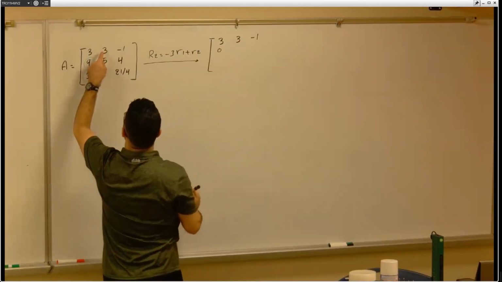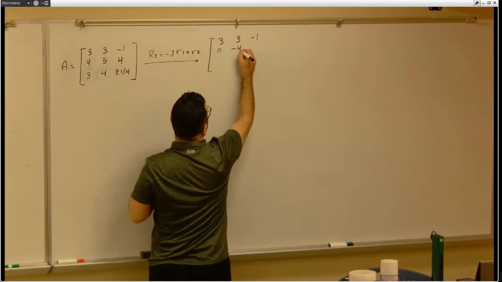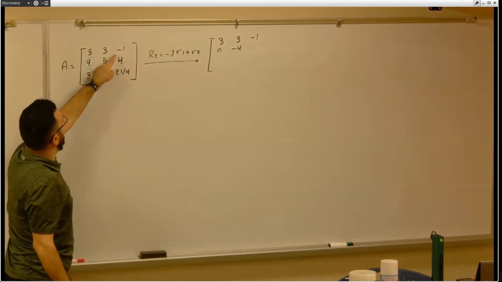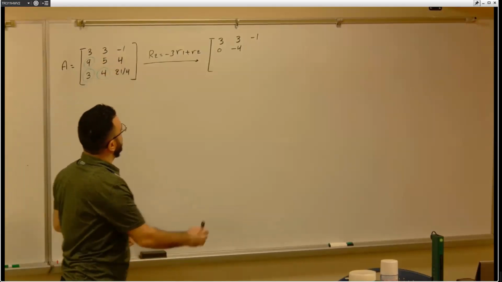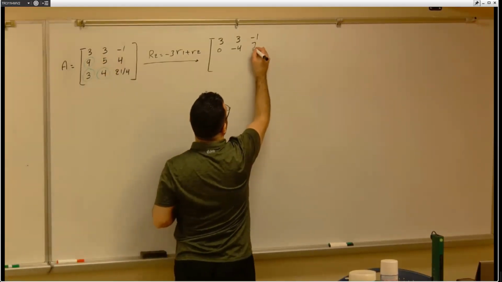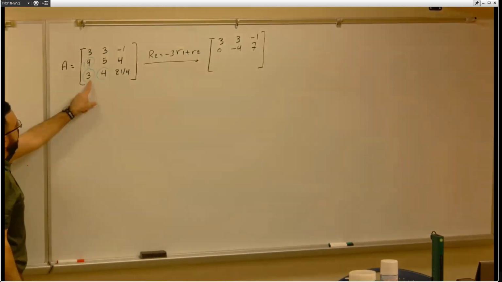The second row, this one is going to be 0. -3 times 3 is -9, plus 5 is -4. -3 times -1 is 3, plus 4 is 7. We're done with this row. For the third row, I need to convert the 3 to 0.